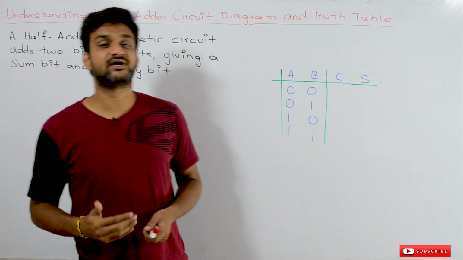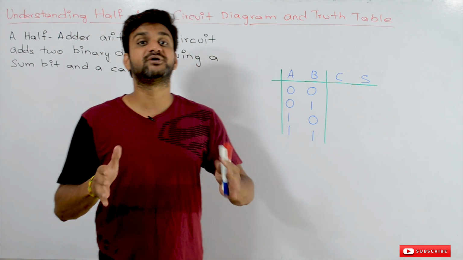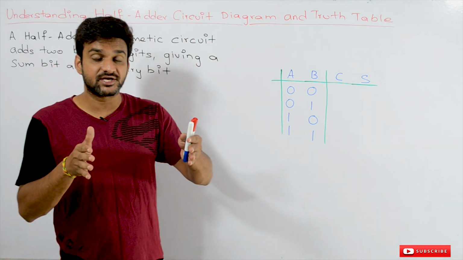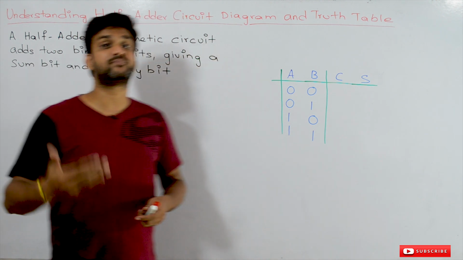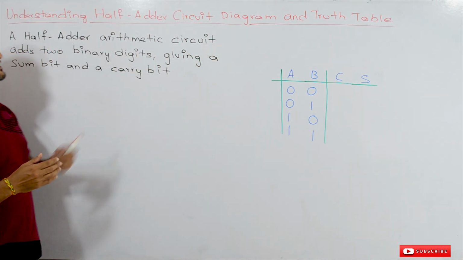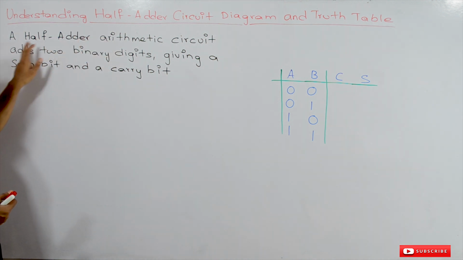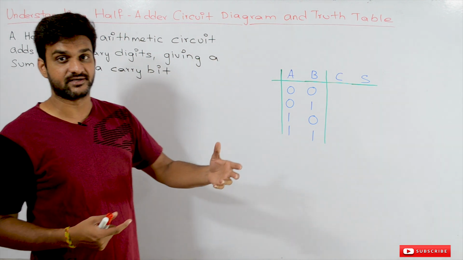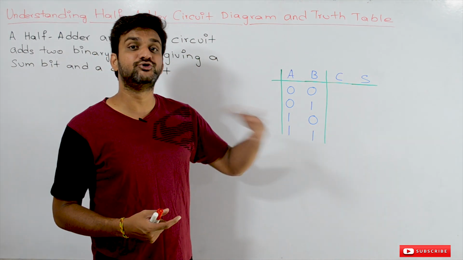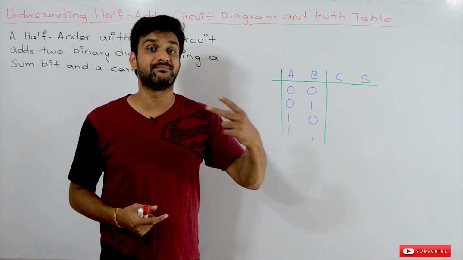So, what is this half adder? It is an arithmetic combinational circuit. What is the job done by this circuit? A combinational circuit is going to implement some logical operation. A half adder arithmetic circuit adds two binary digits. So, without human intervention, this circuit is going to add two numbers.